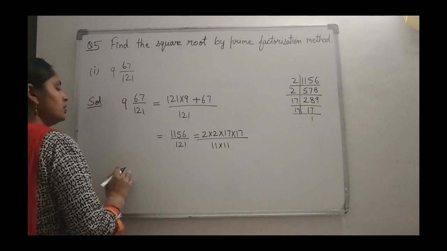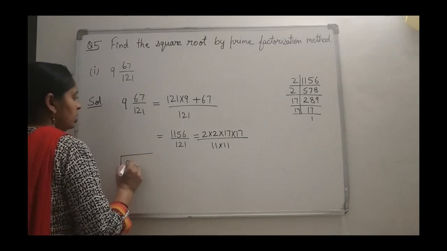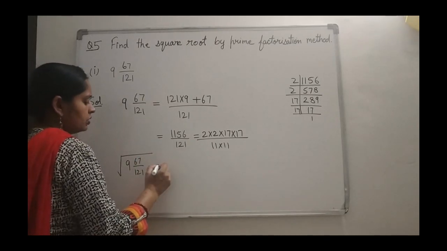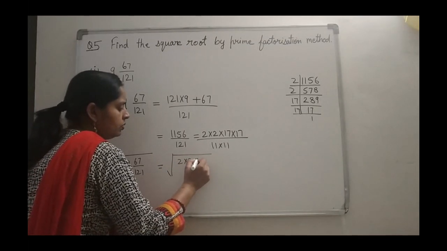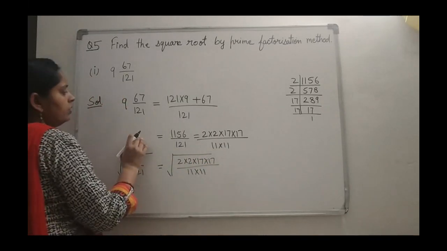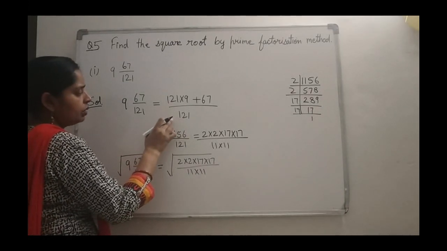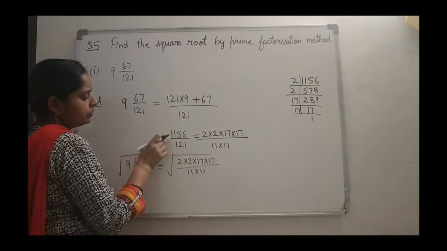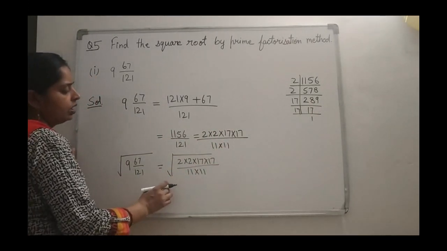Now the question is asking for the square root of this number. Means they are asking for the root of 9 67 upon 121. But this value is equal to this one. So root of 2 into 2 into 17 into 17 upon 11 into 11. Means what we have done, whatever number we are having in the mixed fraction, we have converted into improper fraction, and then for the improper we have done factorization for the numerator as well as for the denominator. So we have kept the value and rooting is there.